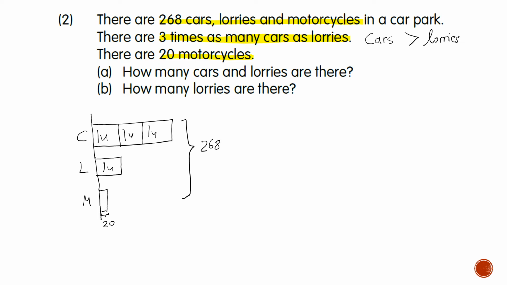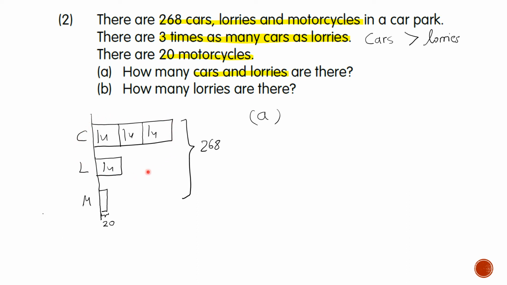Let's check. 268, yes. 3 times, hold on. Yes, we have used this. 3 times as many cars as lorries. That's right. 20 motorcycles. Yes. We have used up all the information, so we can proceed to work out the plan. Now, part A. How many cars and lorries are there? Take note, cars and lorries.